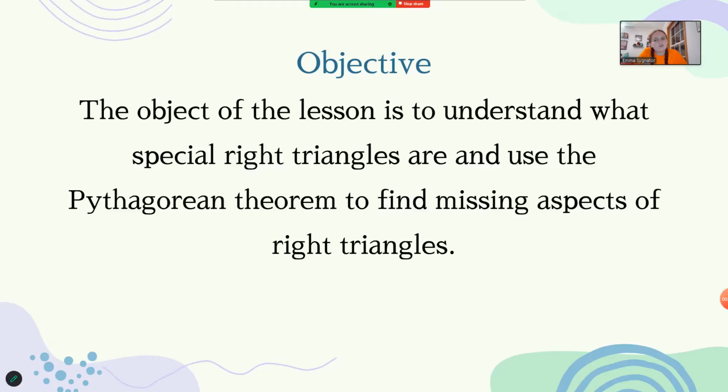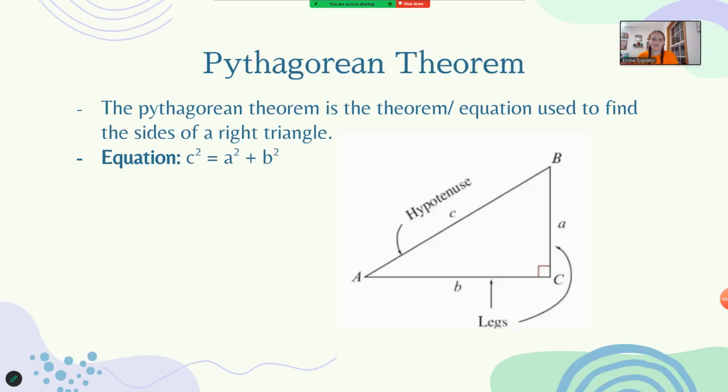So the objective for this lesson is to understand what special right triangles are, and use the Pythagorean theorem to find missing aspects of right triangles.